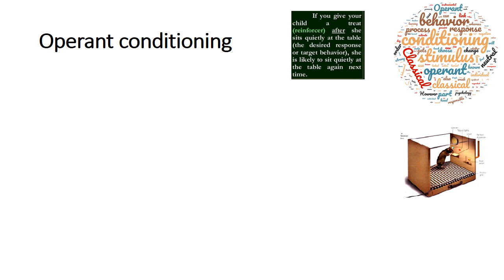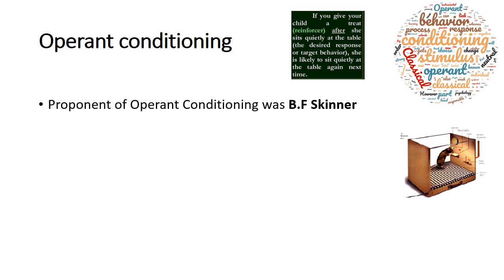Operant conditioning, which is also known as instrumental conditioning or sometimes referred to as reinforcement theory, proposes that you can change someone's behavior by using different kinds of rewards or reinforcers, and sometimes you can also modify behaviors by the use of punishments.